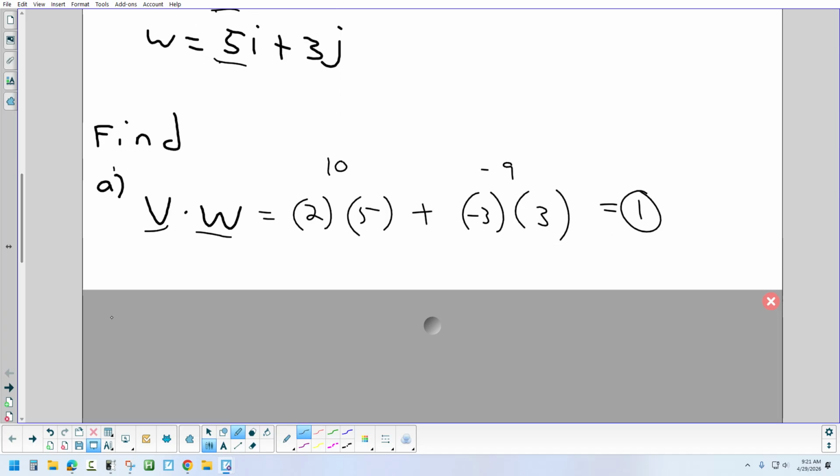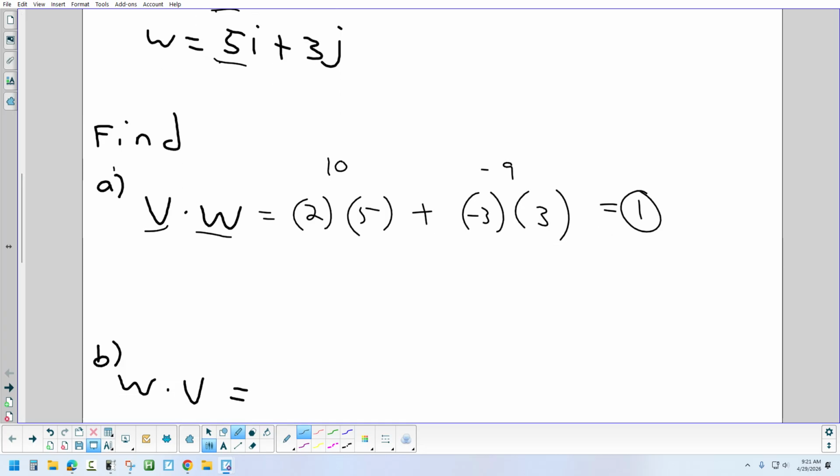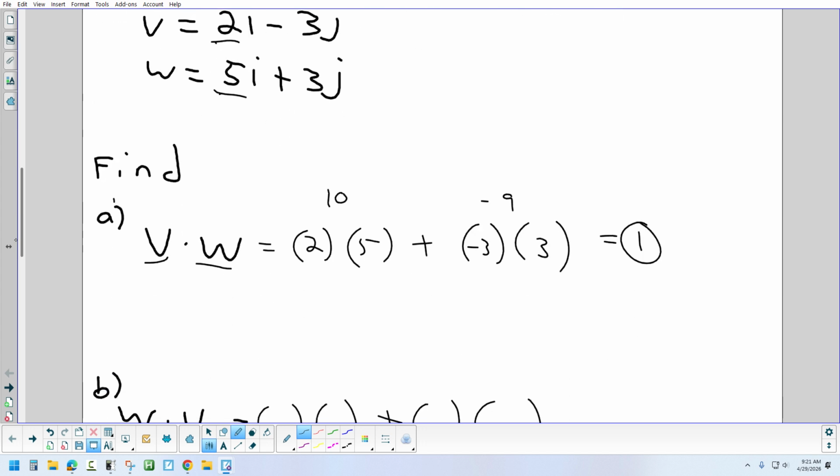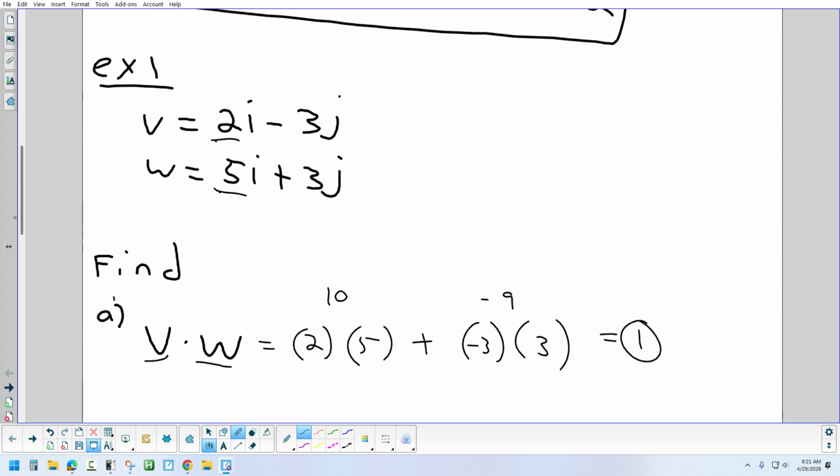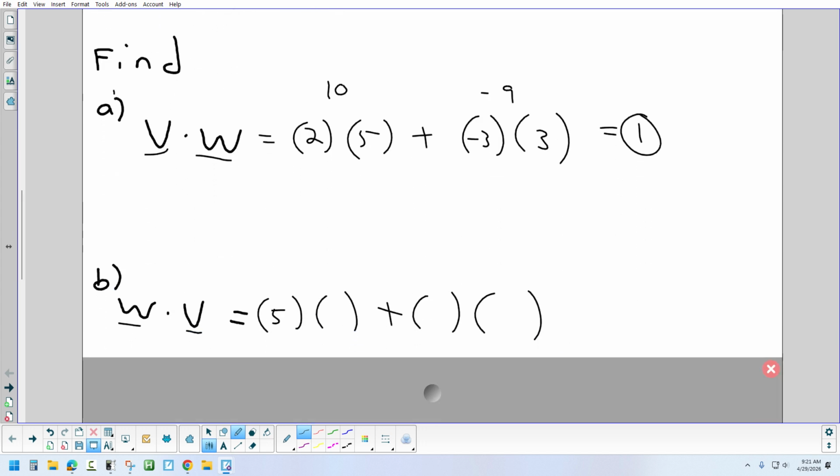All right, let's try the other way. W dot V. So this time, when we multiply, they want the number from W first, then the number from V. So what would we write down in our first set of parentheses? We'd write down 5 times 2.